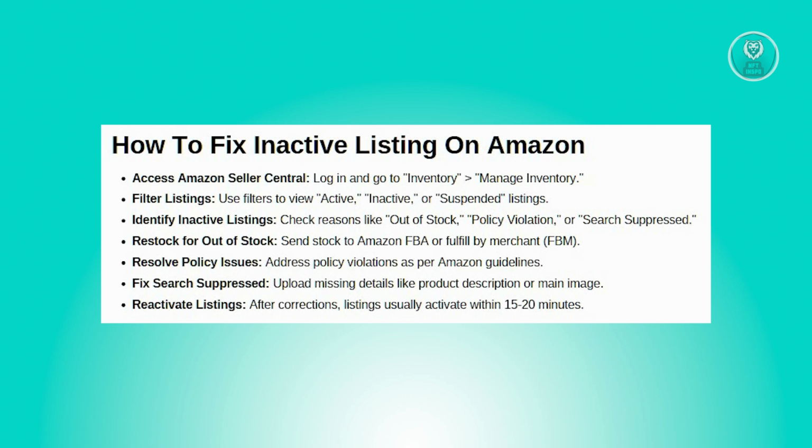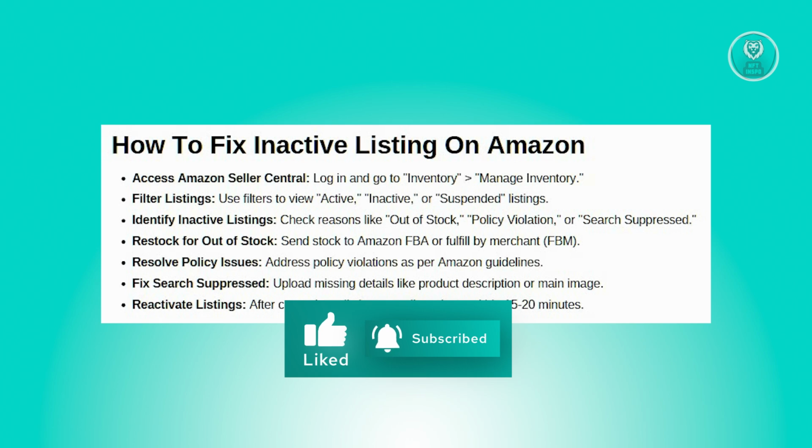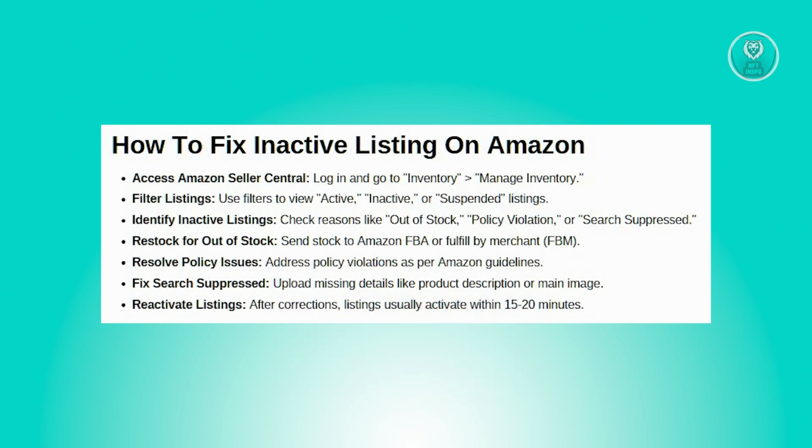Now, if a product is inactive due to out of stock, you can restock it by sending units to Amazon FBA warehouse to fulfill orders directly. Now, if the listing is blocked due to policy violations, resolving this can be challenging. Review Amazon's policies and address any violations accordingly to reinstate the listing.